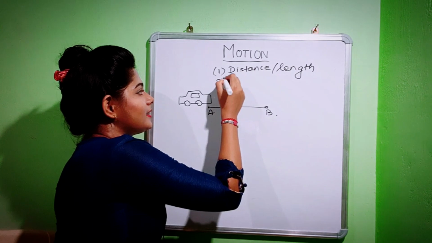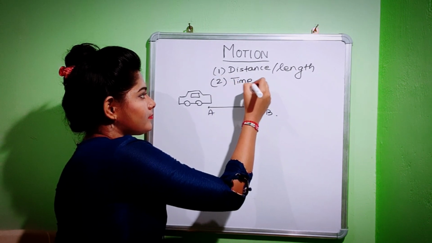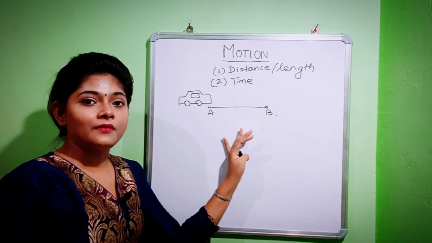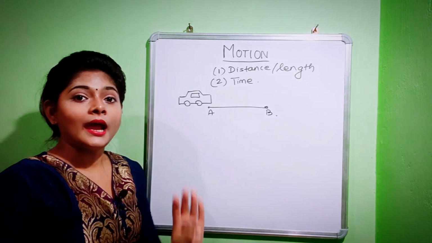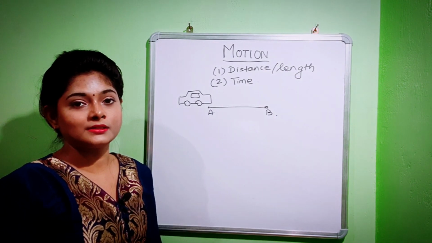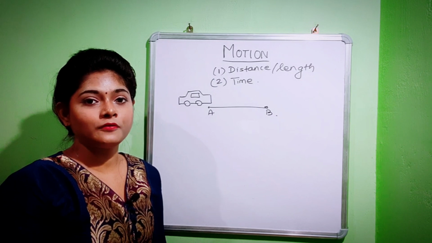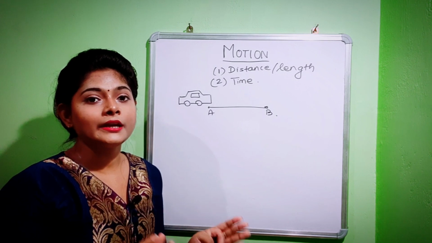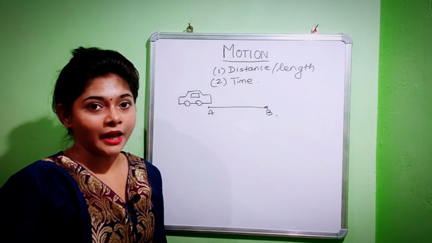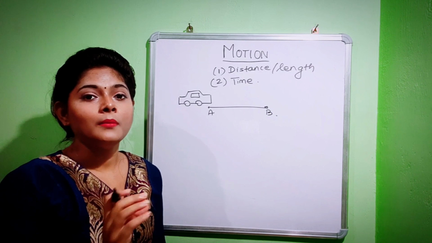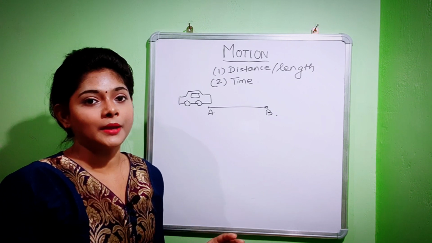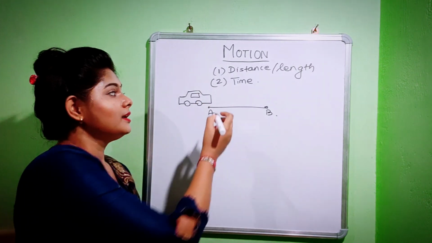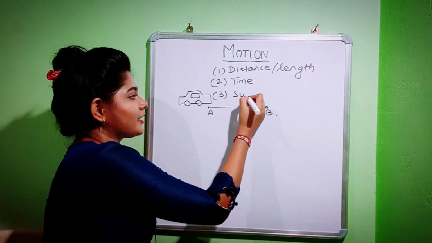Second factor is time. So when the car is moving from point A to point B, it is covering some distance or length, and it takes some time to cover that distance. For example, Rahul is going from home to school. So to reach the school from home, he takes some time, maybe 5 minutes, 10 minutes, 20 minutes or any time, but he is taking some time. So the second factor on which motion depends is time, and the third factor is surrounding.